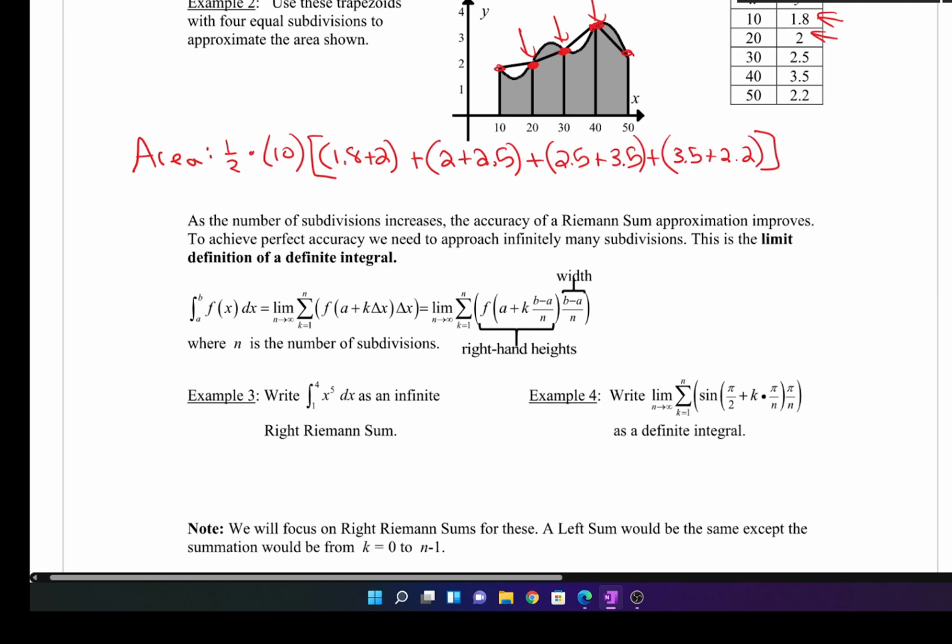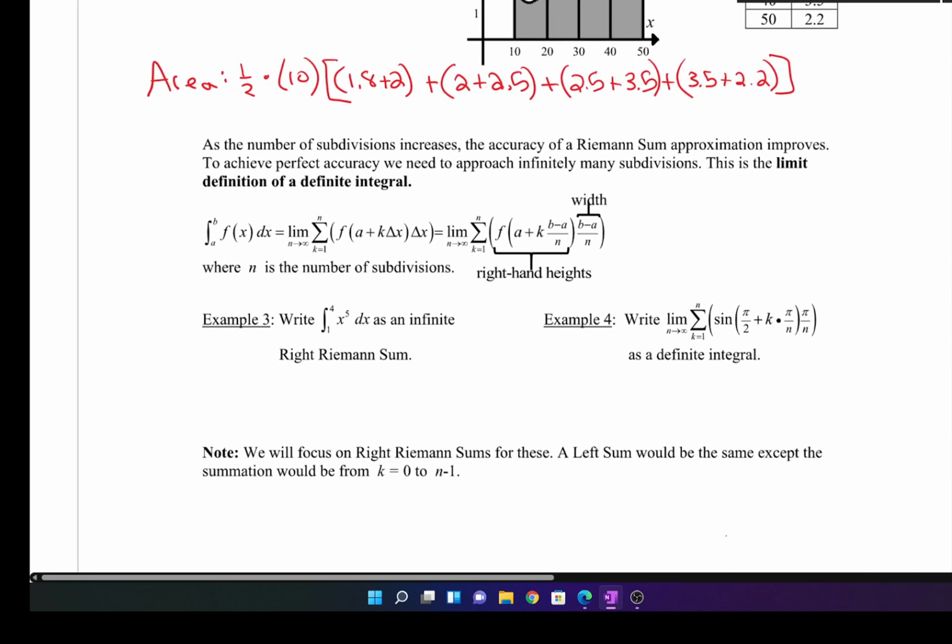As the number of subdivisions increases, the accuracy of a Riemann sum approximation improves. To achieve perfect accuracy, we need to approach infinitely many subdivisions. This is going to be a limit, okay? The limit definition of the definite integral.